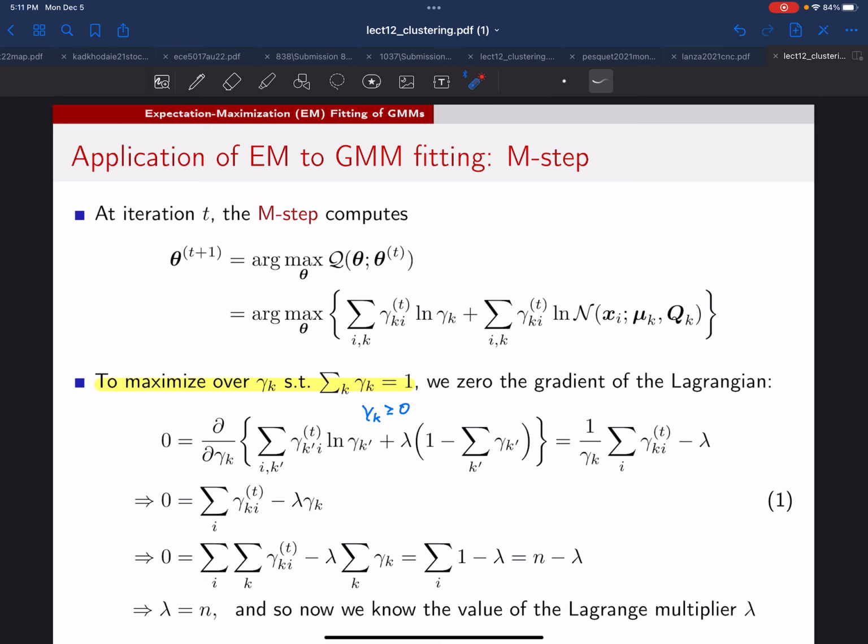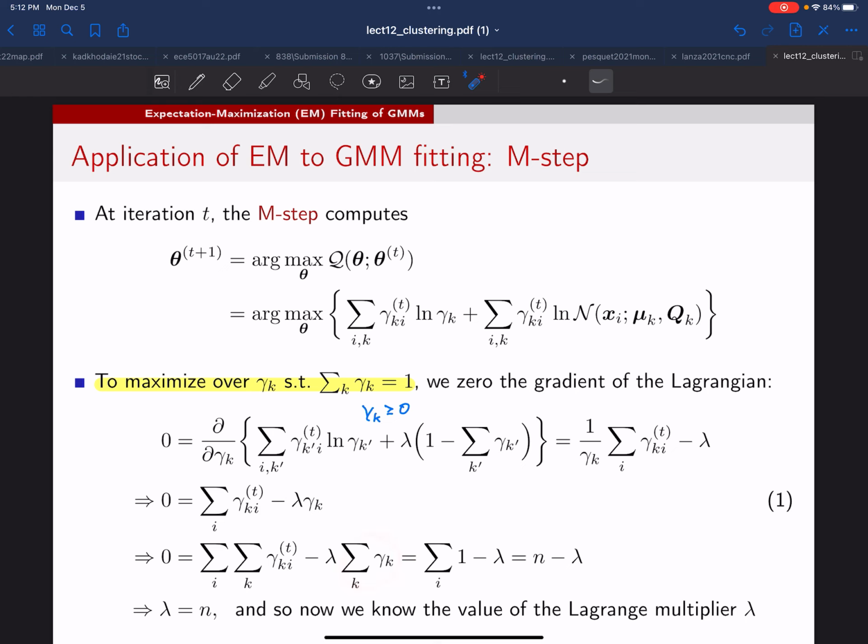And, well, if this equals 0, then if I sum both sides over k, the sum of this over k should also be 0. So that's where we get this. The reason we're doing that is we can make some simplifications because we know that the sum of the gamma k's over k needs to be equal to 1.